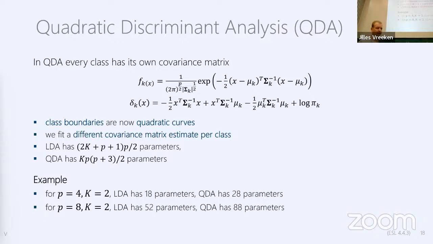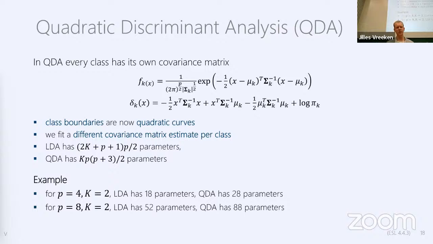Okay, how bad is this? If we have 4 predictors, and we have 2 classes, LDA has 18 parameters, QDA 28. Well, that's not too bad, right? If I now double the number of predictors, but I stick with 2 classes, LDA has 52 parameters, already starts to become more serious, right? For 20 data points, bye-bye. QDA goes to 88. So there's a nonlinear increase there.